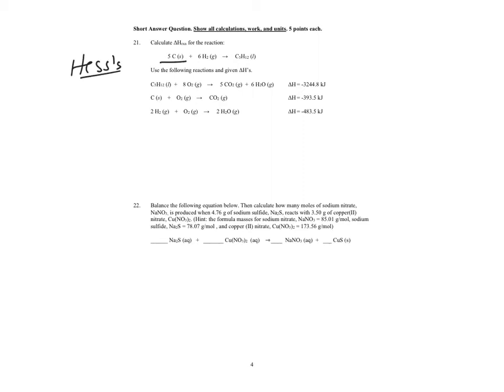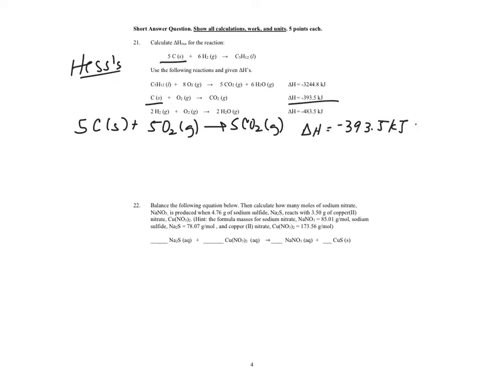You come here and you see that this is your carbon. You say carbon's on the correct side. Yes, that's good, but it needs a 5. So we're going to rewrite it: 5 carbon plus 5 oxygen goes to 5 CO2. And then you're going to have to take that delta H, negative 393.5 kilojoules, times 5. Okay, so you rewrote that.